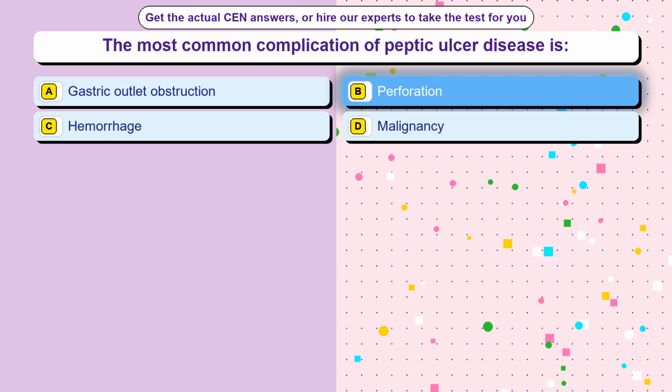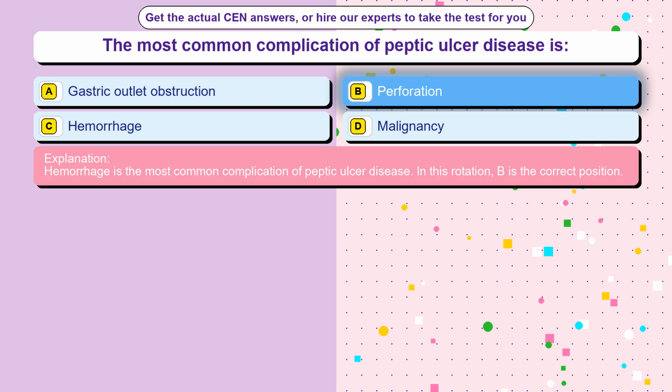The correct answer is option B, perforation. Hemorrhage is the most common complication of peptic ulcer disease. In this rotation, B is the correct position.